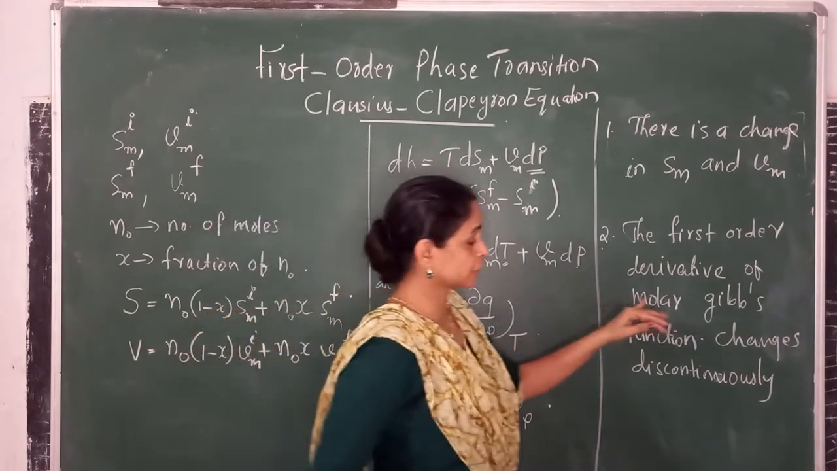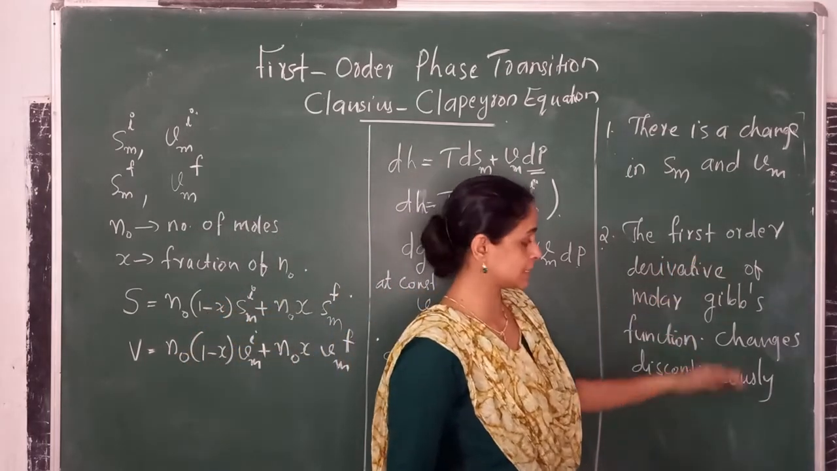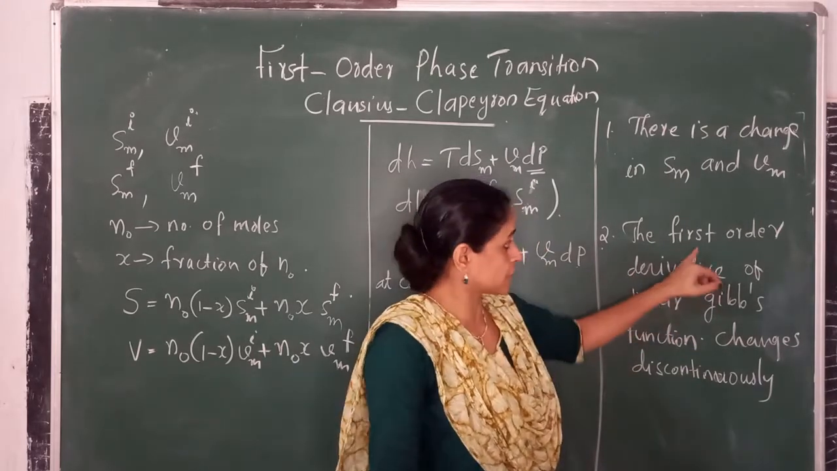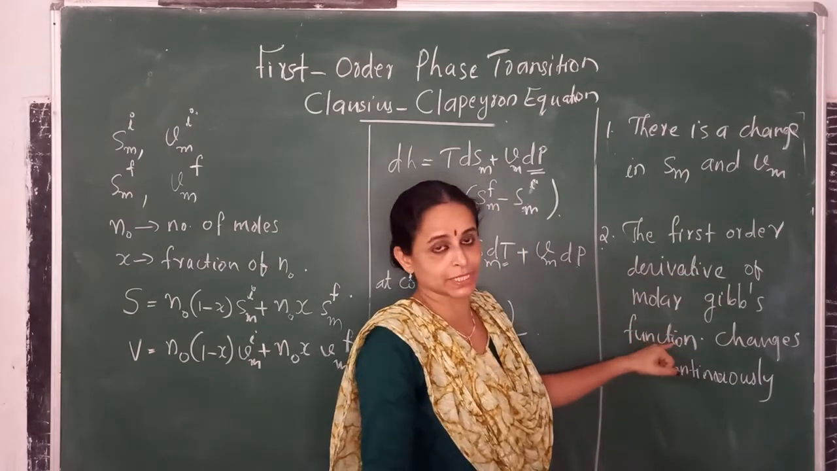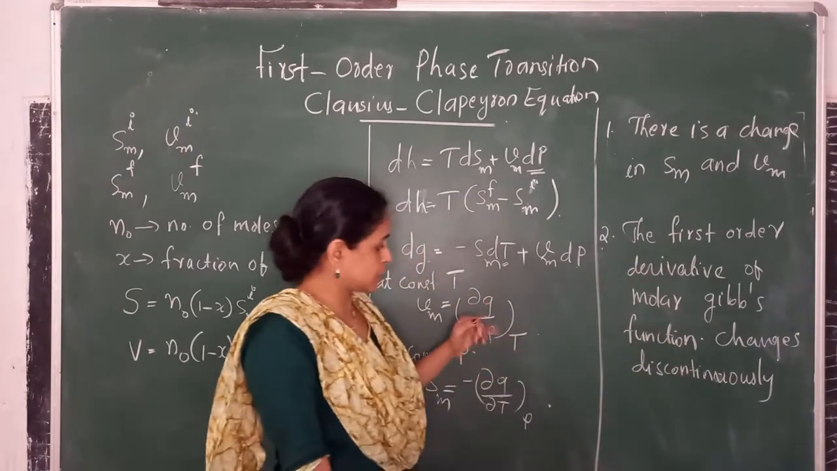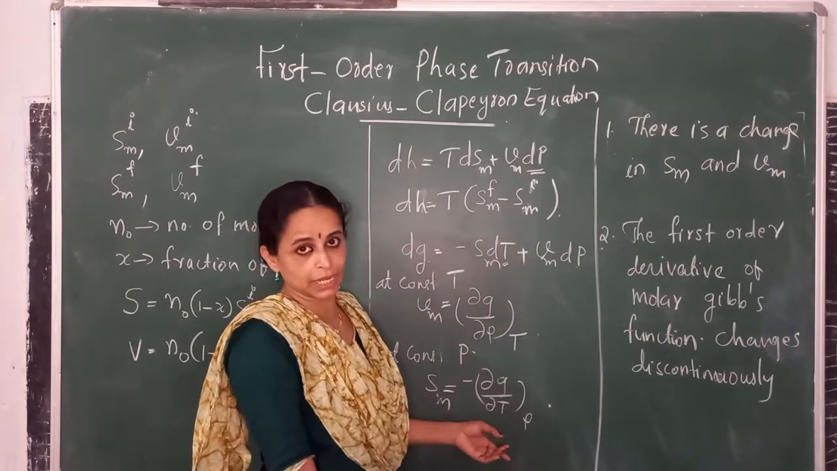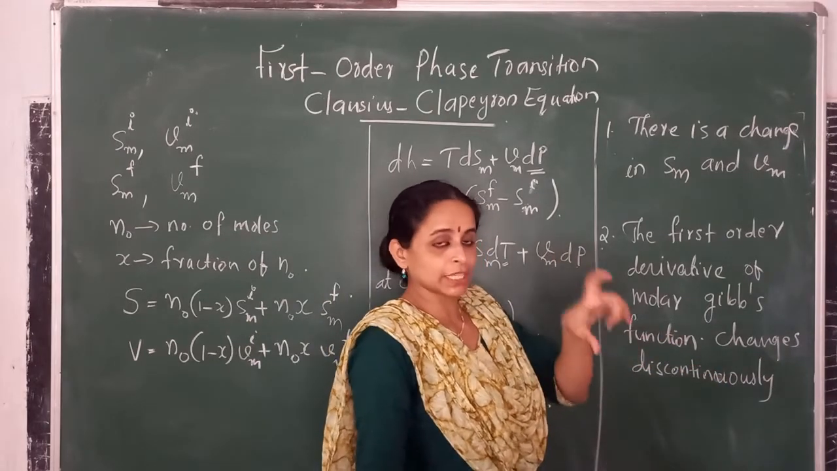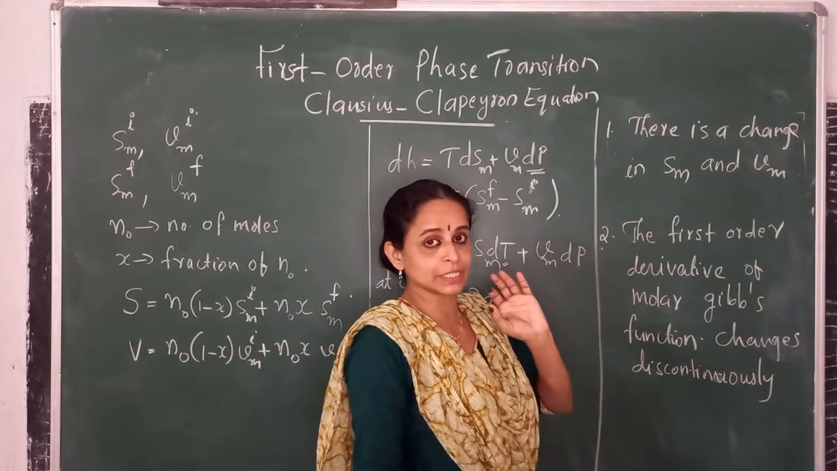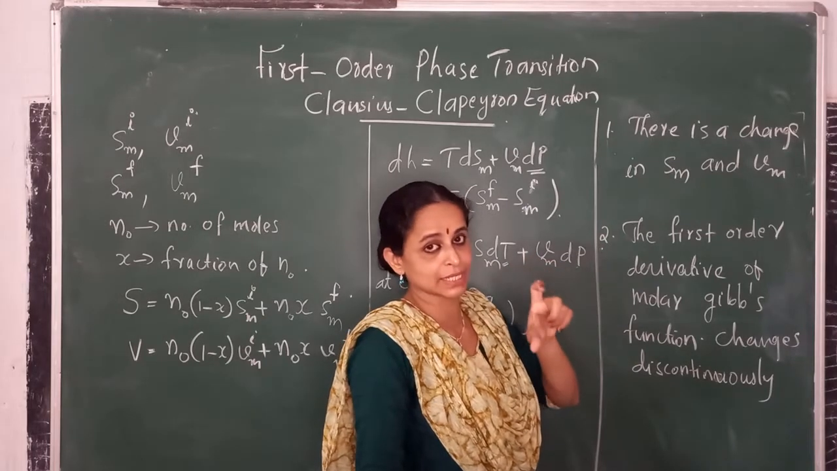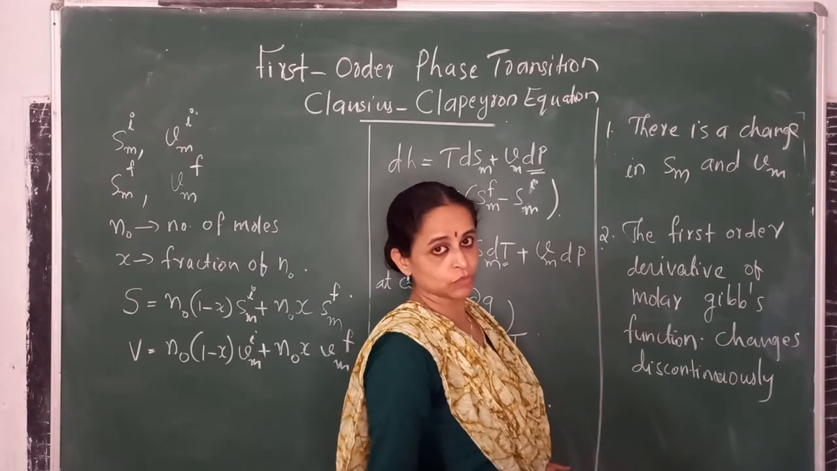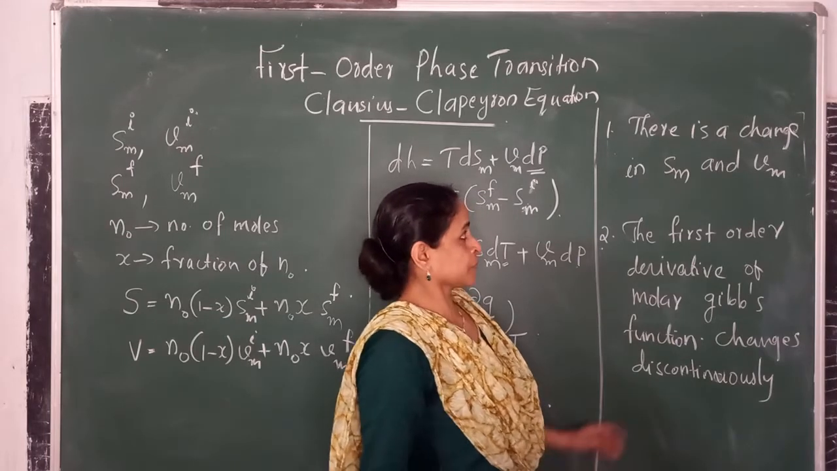So at the phase transition, the Gibbs function changes abruptly. The first order derivative of the Gibbs function, that is dou G by dou P or dou G by dou T, will change discontinuously. It is not a continuous change. At the phase transition, there is a discontinuous change, or there will be a discontinuity in the first order derivative, for these two values.